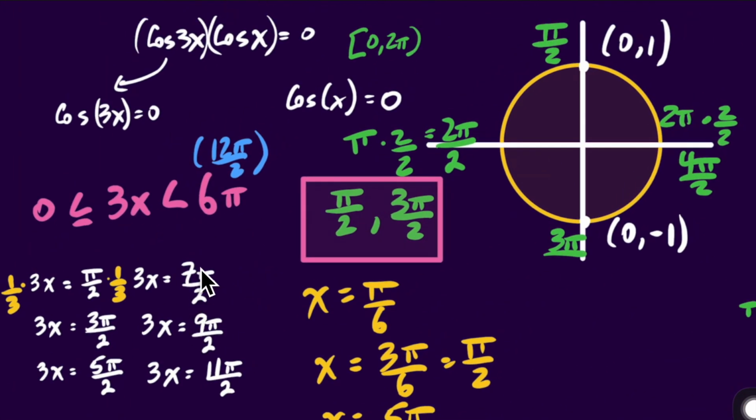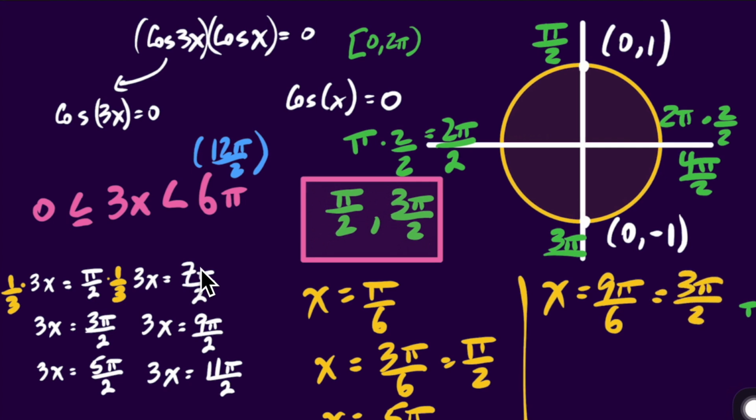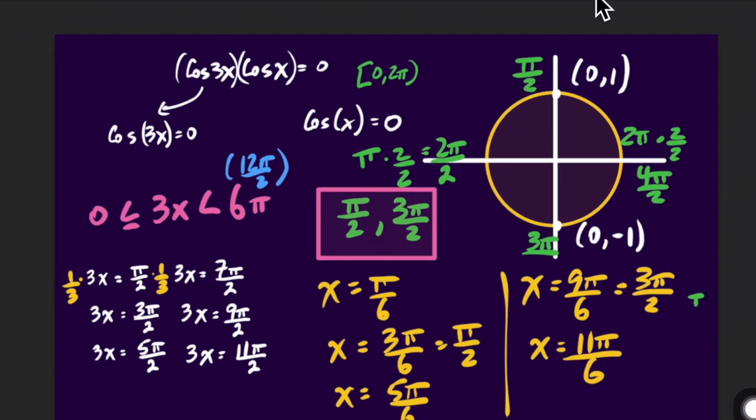Continuing up here, we're going to have x equals 9 pi over 6, otherwise known as 3 pi over 2. Then we're going to have, finally, x equals 11 pi over 6. Okay, so what we're going to do now, folks, is we're going to eliminate the repeaters, and then we're going to list them from lowest to largest.